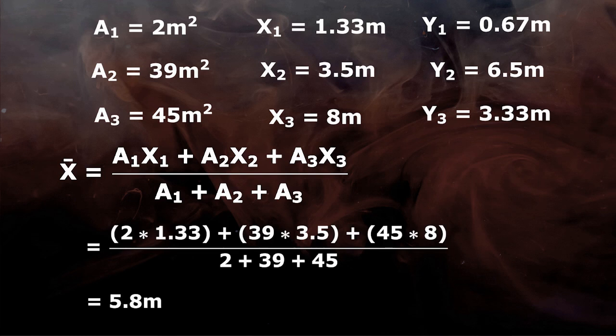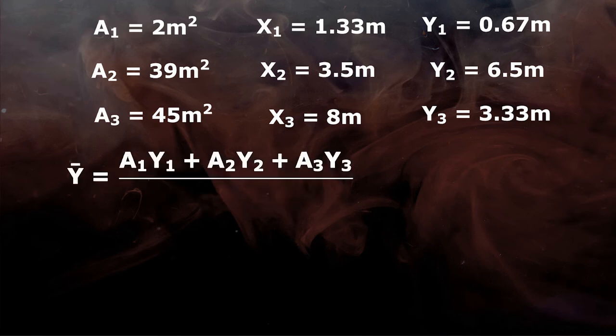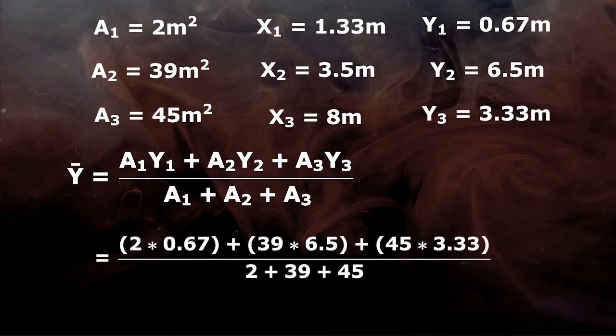Put the values of a1, a2, a3 as well as x1, x2, x3 and we will get the x coordinate equal to 5.8 meter. Similarly, the y coordinate of the centroid can be found by taking the moment of area with respect to the x axis. So the moment of total area will be equal to the summation of moments of all individual areas. Put the values of a1, a2, a3 and y1, y2, y3 in this equation. So the y coordinate we get is 4.7 meter.